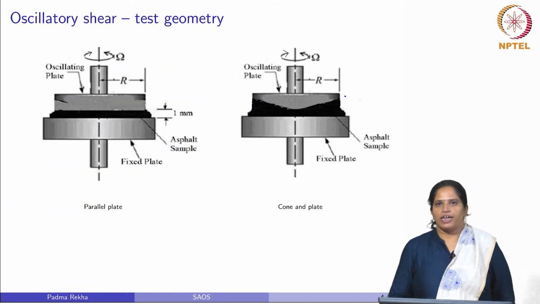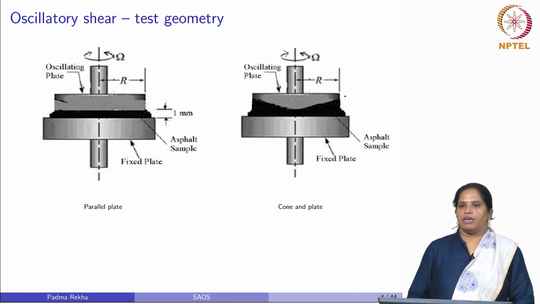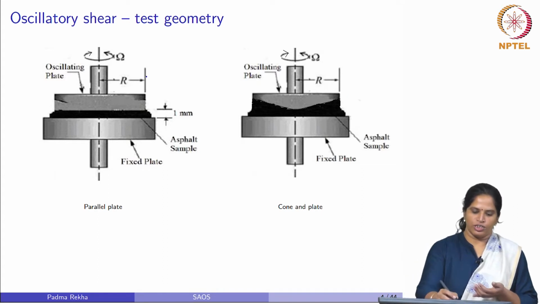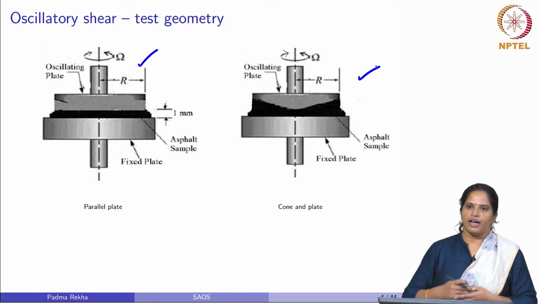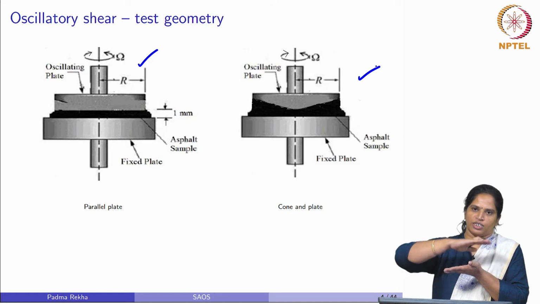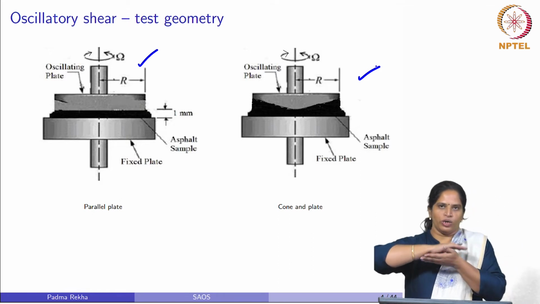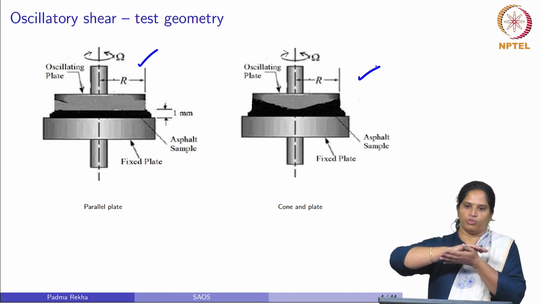Oscillatory shearing, as we said, is nothing but inducing a shear flow in a material. In an oscillatory shear, we keep a material between two plates, maybe a parallel plate as shown in this figure, or between a plate and a cone system, and we keep the bottom plate fixed and the top plate oscillating, or in some cases both plates oscillating in different directions. By doing this we are subjecting the material kept between the two plates to a shear flow.